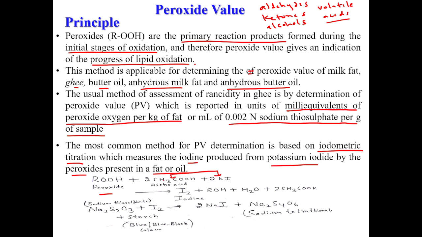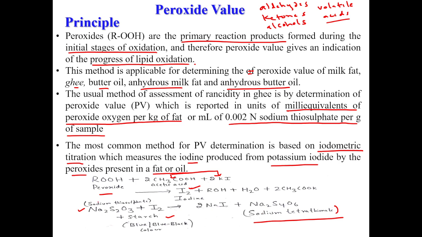So peroxide releases iodine from the acidified KI in the first part of the reaction, and this iodine is then titrated with sodium thiosulfate using starch as indicator. So initially a blue or blue black color will be obtained, and then we will be titrating with sodium thiosulfate using starch as indicator until we have a colorless endpoint. So we will have the production of sodium tetrathionate at the end. So this is sodium tetrathionate which has been produced. So these are the reactions which are involved. This is the principle which is involved during the determination of peroxide value of ghee.